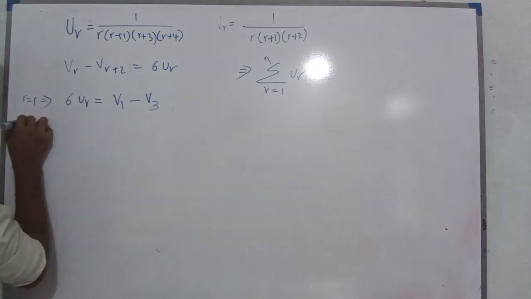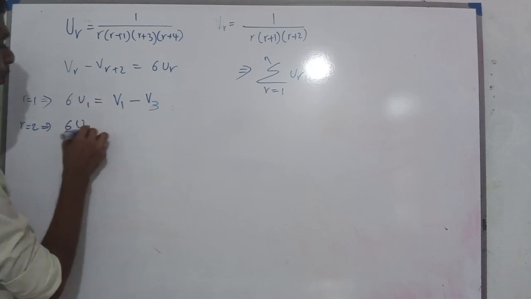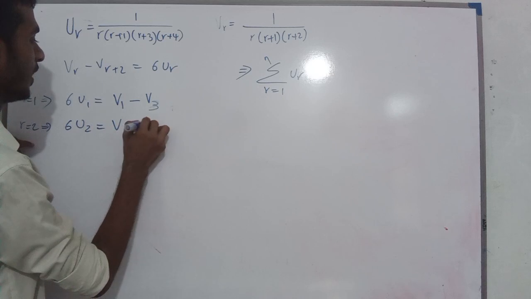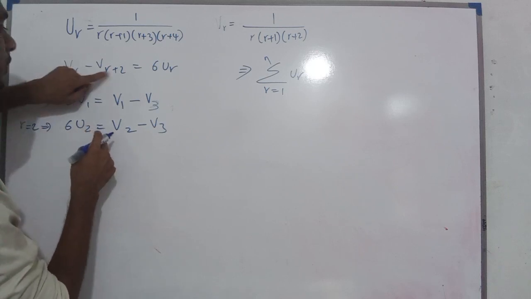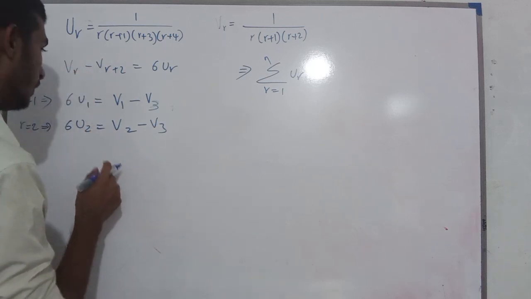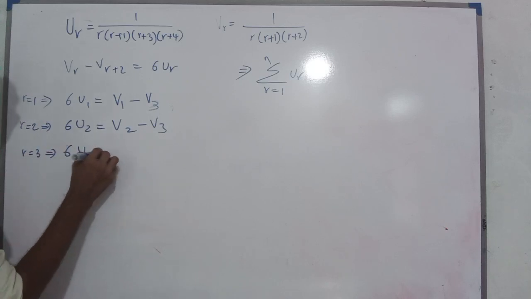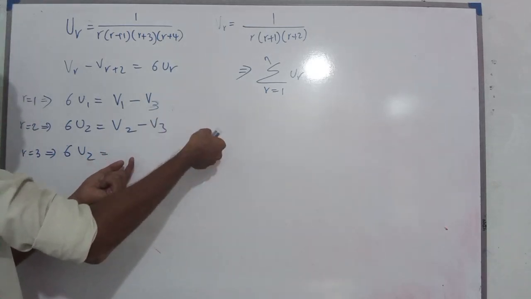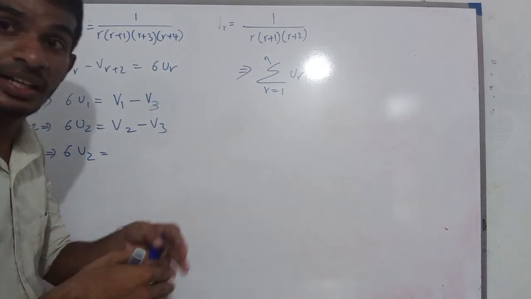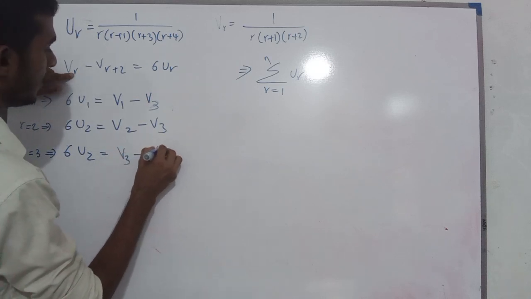Then again, r is equal to 2. 6 u2 is equal to v2 minus v4. Okay, 2, 4. Now, r is equal to 3. When r is equal to 3, 6 u3 is equal to v3 minus v5, because when we sum up, we have to find out the terms that are cancelling, that are being subtracted or that are vanishing.